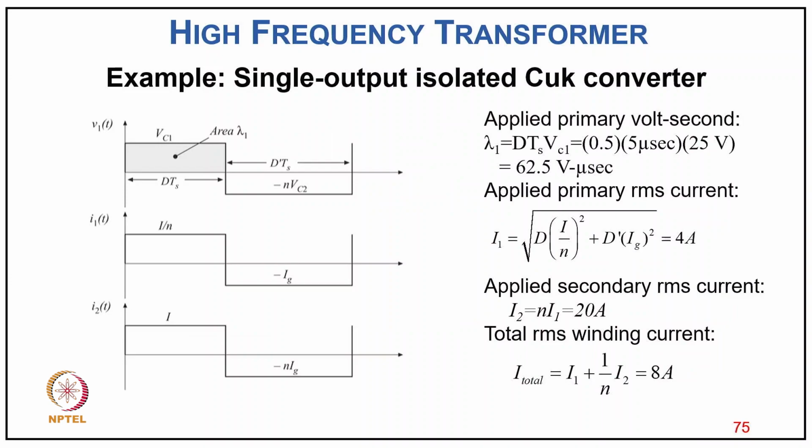This is typically the example waveform. Because of the 50% duty cycle, these are the waveforms of primary voltage, primary current, and then the secondary current. And the applied primary volt-seconds is lambda equal to D Ts Vc1, putting a value it comes 62.5 volt per microsecond, and the applied primary RMS current I1 equal to the root of D I upon n squared plus D dash Ig squared, so it comes 4 ampere. The applied secondary RMS current I2 equal to n I2, that is 20 ampere, and the total RMS winding current will be I total equal to I1 plus 1 upon n into I2, it's 8 ampere.